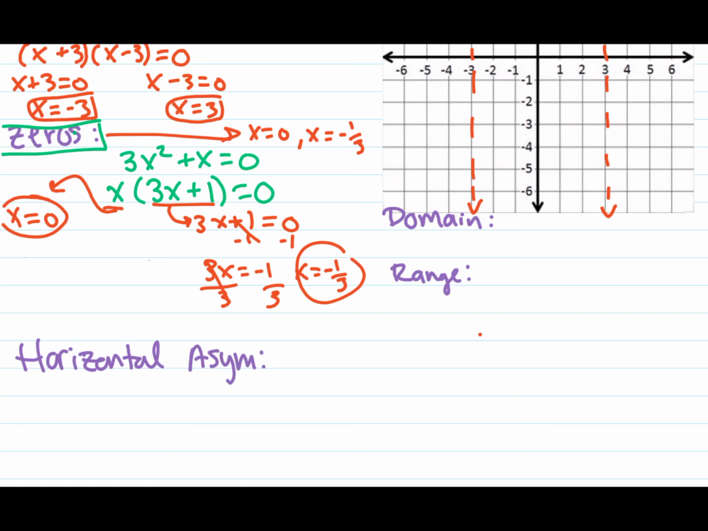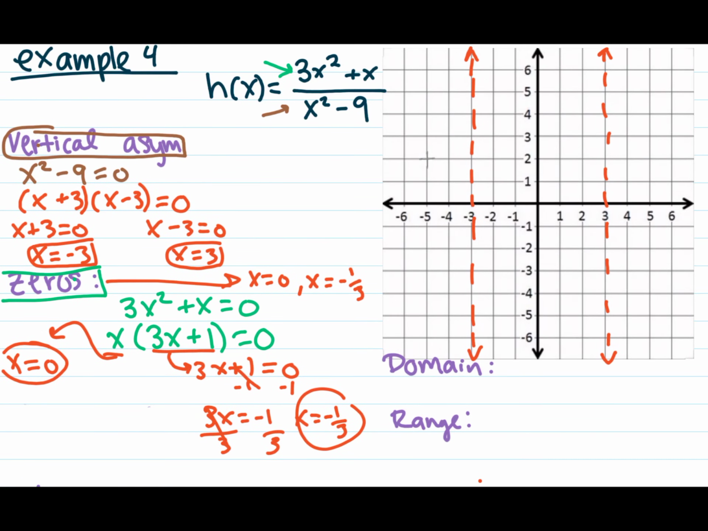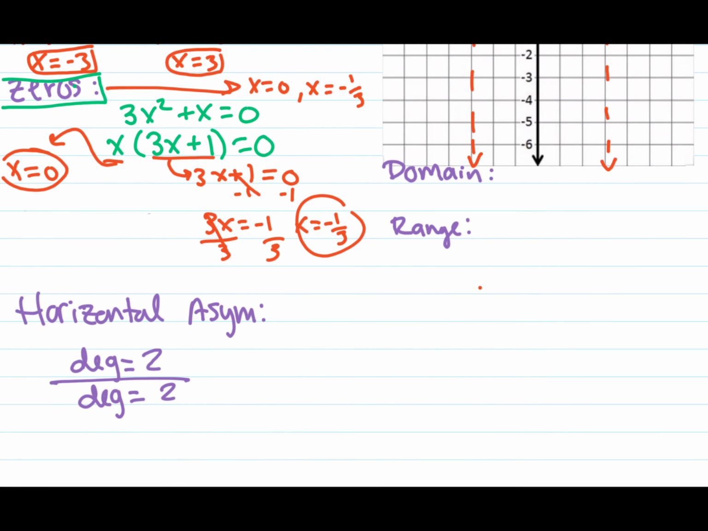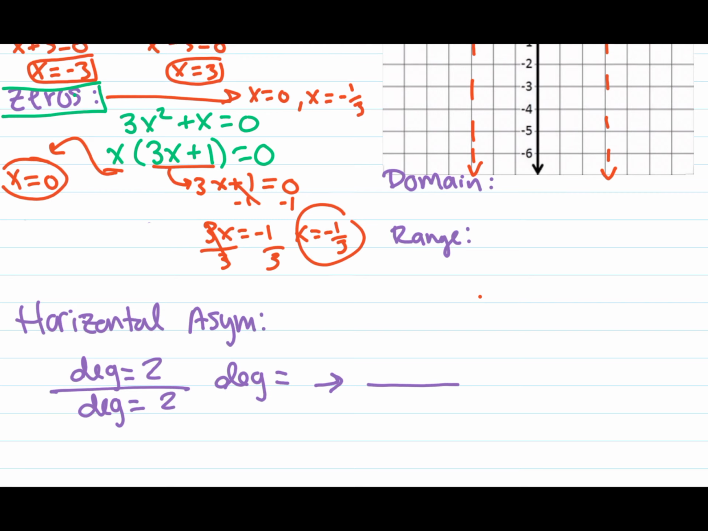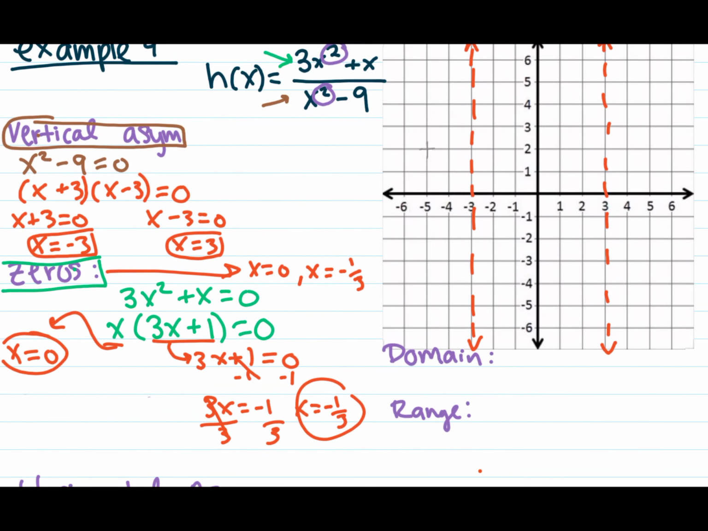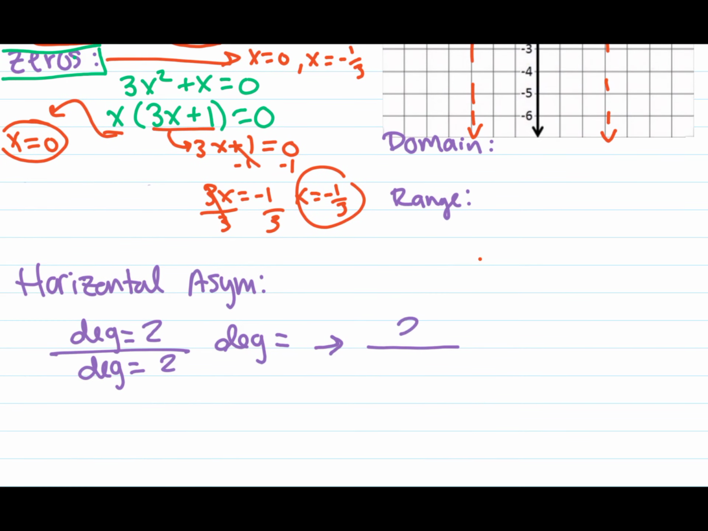All right, so this comes down to degrees. What's the degree of the numerator? What's the degree of the denominator? And then we make a choice. The degree of the numerator is 2. The degree of the denominator is 2. So that means the degrees are the same. That's when we divide the leading coefficients. My leading coefficient on this one is 3, and my leading coefficient on this one is 1. So we've got 3 over 1. Horizontal asymptotes are always y equals a number. So this is going to be y equals 3.